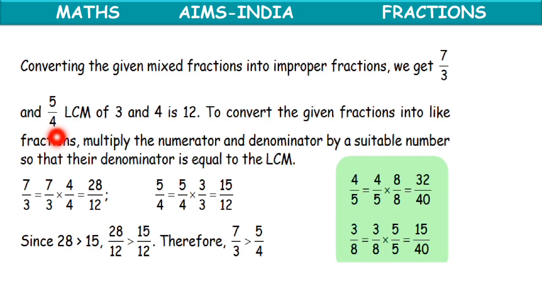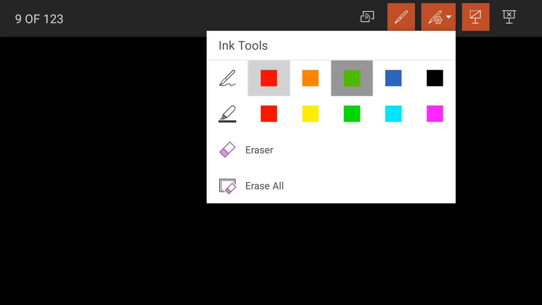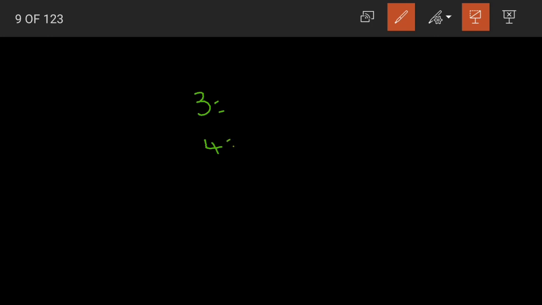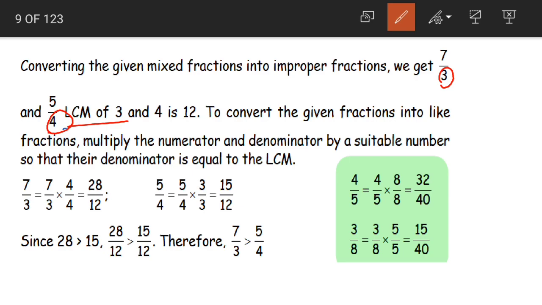Now next we should find out the LCM of these numbers. These two fractions are unlike fractions. So that is why first we need to find out the LCM. LCM of what? LCM of the denominators 3 and 4. We need to write the multiples of 3 and 4. 3, 6, 9, 12. Then we have 4, 8, 12 and 16. What is the LCM here? 12 is the least common multiple. So the LCM of 3 and 4 is 12.